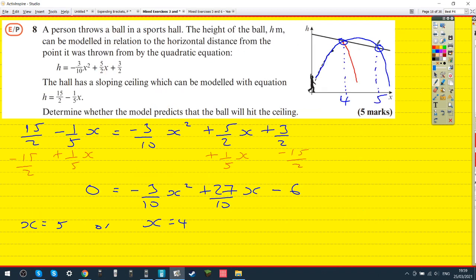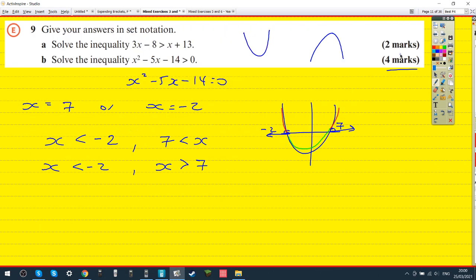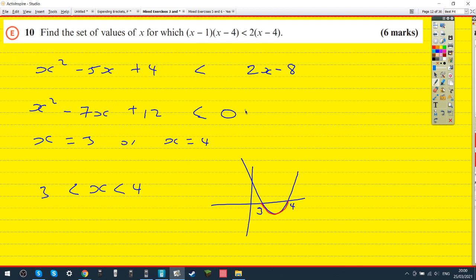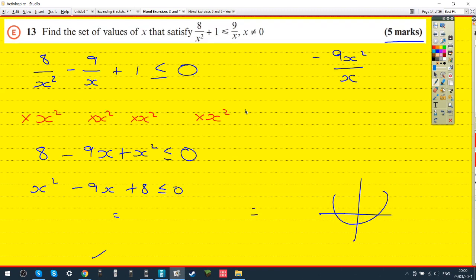Modeling, applying it to the real world just isn't easy in general. But in general, there were 2 points of intersection, and so yeah, it'll hit the ceiling. If there was no real roots, it wouldn't, type of thing. These inequalities, I think you're all right. Make sure to do the equals as well to show working out. If you just got it in one go, I'm not sure you'd get the marks.